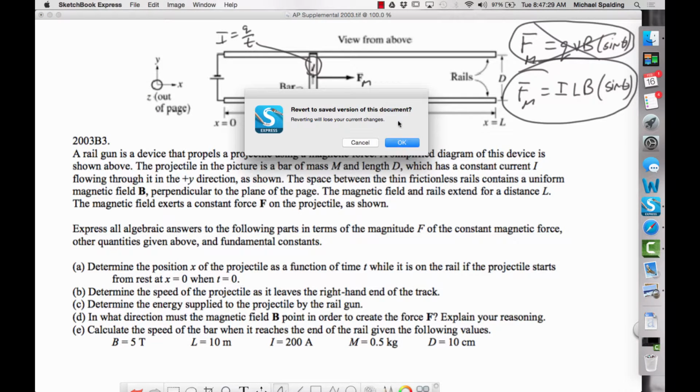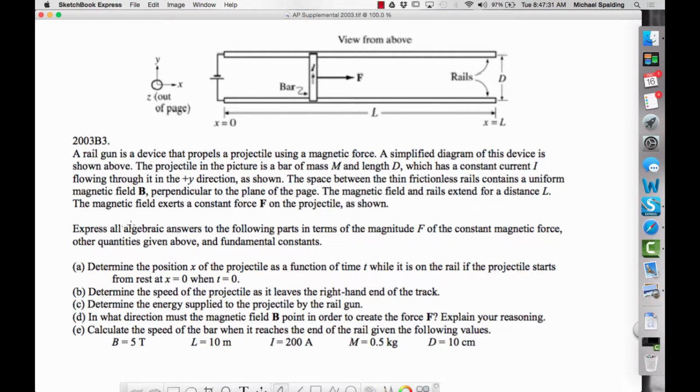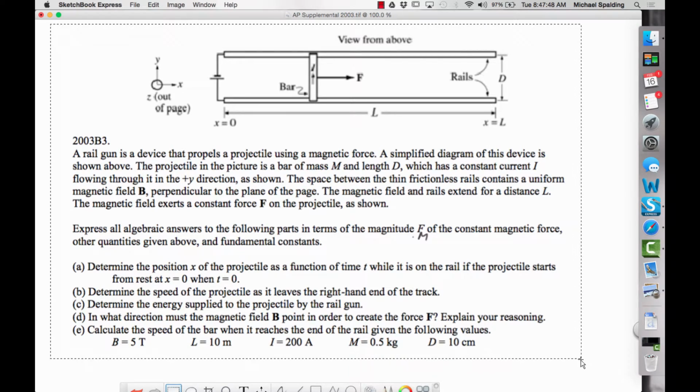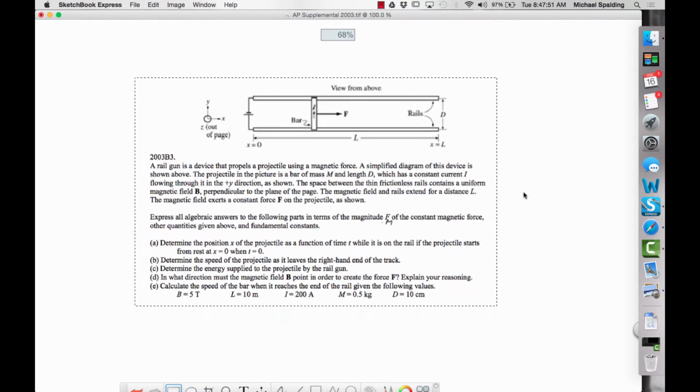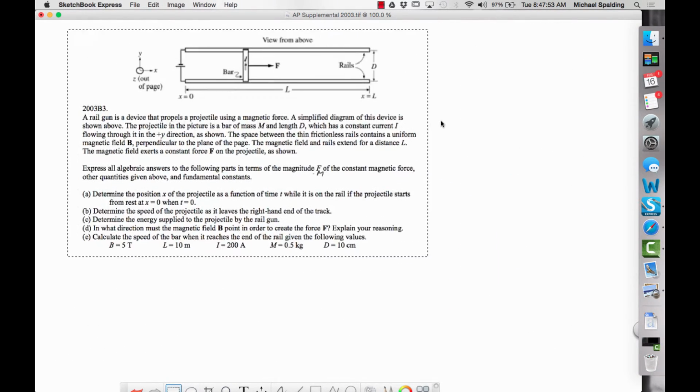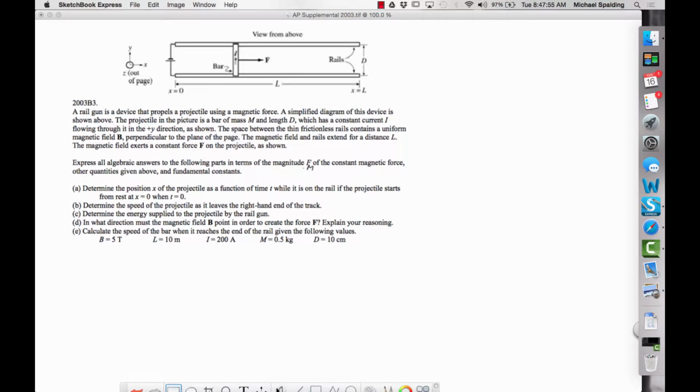Now, let's revert this. We're going to express all algebraic answers to the following in terms of F, which is the force of the magnetic field, the constant magnetic force, other quantities given above, and fundamental constants. So, first question, determine the position X of the projectile as a function of time. Let me shrink this down so I have room to do this. I've got to finish this in about 5 minutes. I think I can do it.